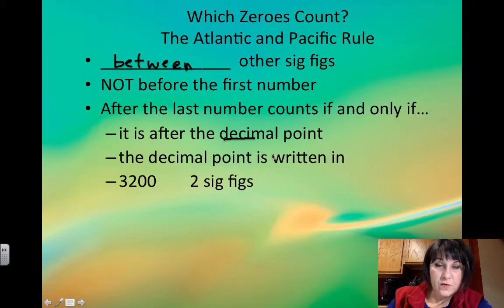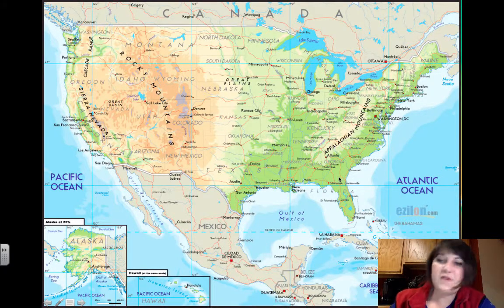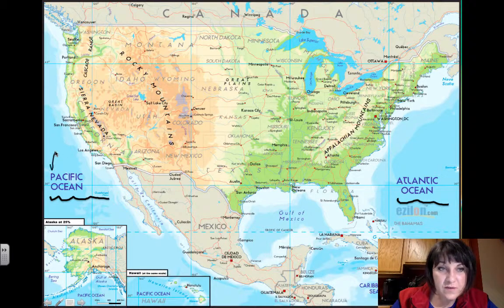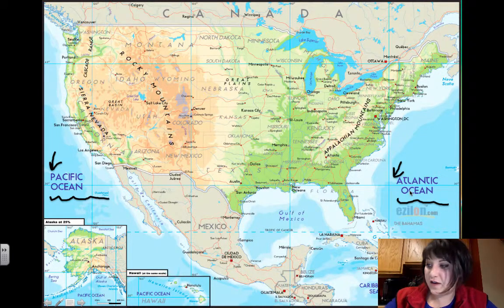So we have a rule to help us decide that we call the Atlantic and Pacific rule. In the Atlantic and Pacific rule, you have to consider a map of the United States and which side is the Pacific Ocean on and which side is the Atlantic Ocean on. The Pacific Ocean we find on the left side of the map. The Atlantic Ocean we find on the right side of the map. Remember this rule because we're going to use the P for Pacific and the A for Atlantic to help us decide when a zero counts as a significant number.